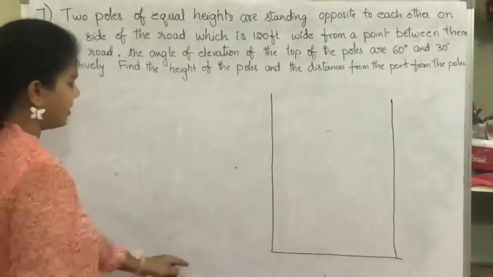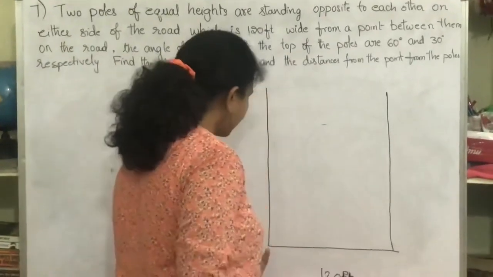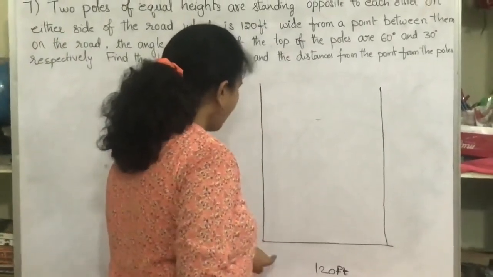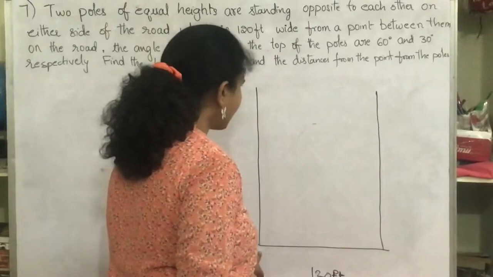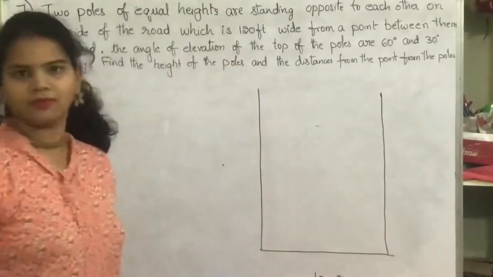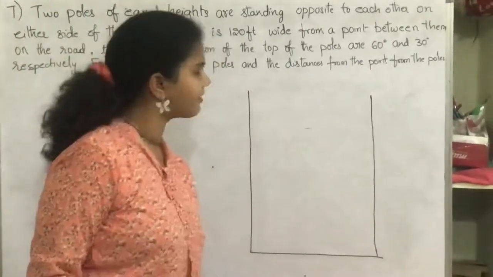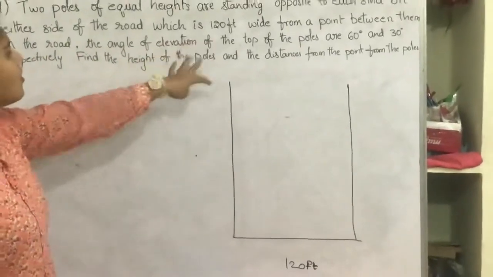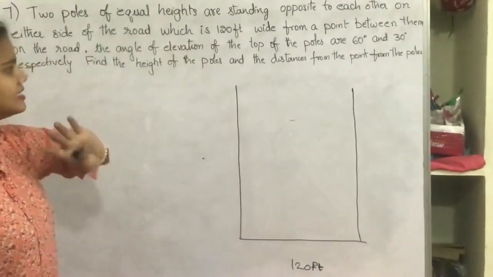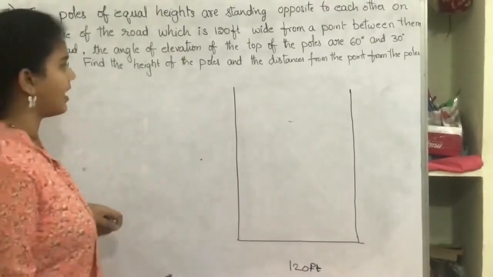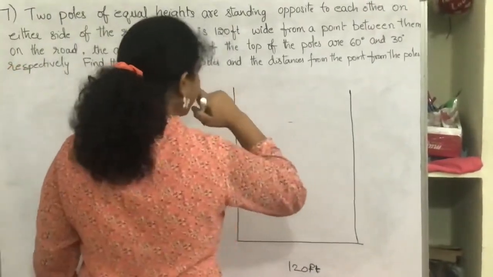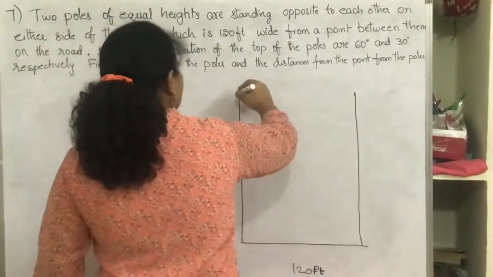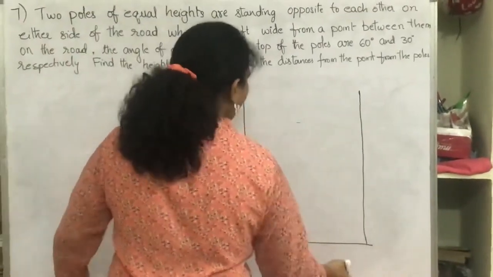Let the distance be from point C to point B. Point C to point B is 120 feet wide. Next, the angles of elevation from the top of the poles are 60 degrees and 30 degrees. So they have given the angle of elevation from the top of the poles.